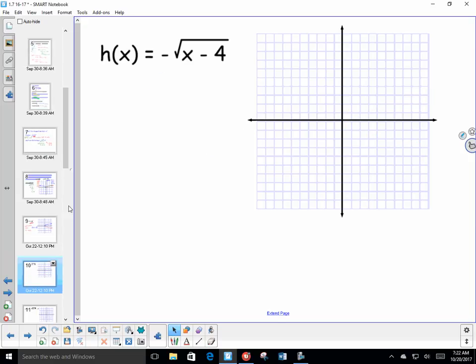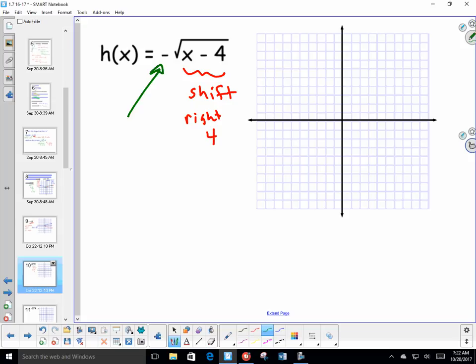All right, what about negative square root of x minus 4? For that one, we would have a shift. The x minus 4 would be a shift. What direction? Up, down, left, right? Since the minus 4 is in with the x, it's a shift left or right. And since it's minus 4, we're going to the right 4 units. And then this negative out in front means that it's a reflection. That's out in front of the whole function, so it's a reflection over the x-axis.